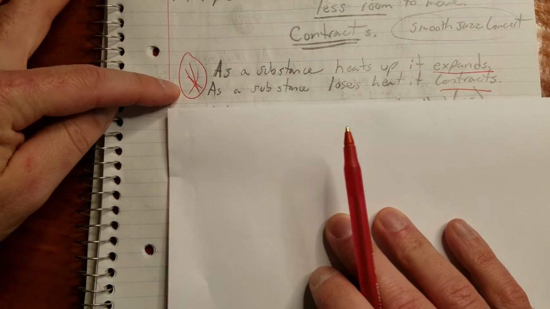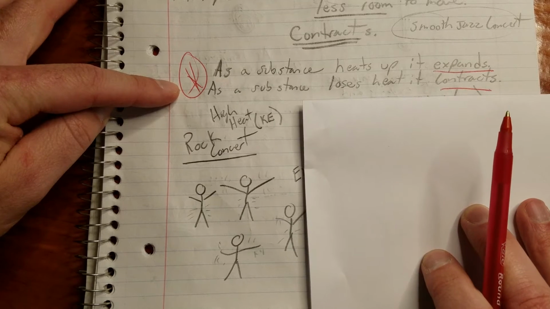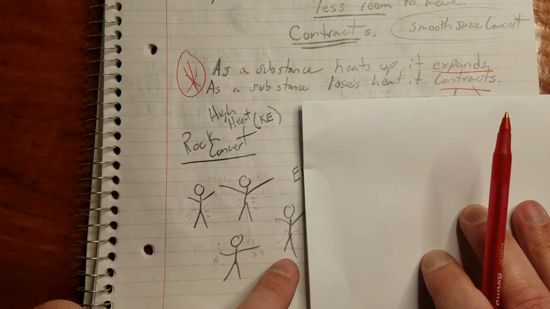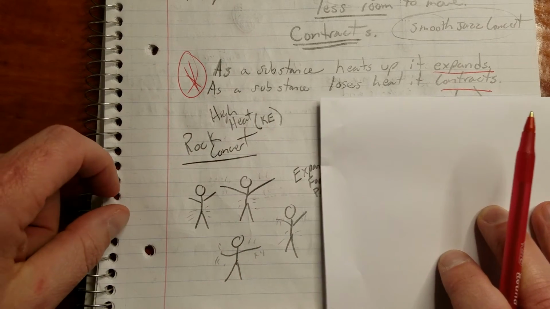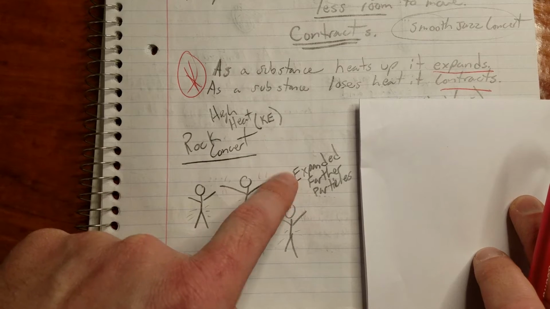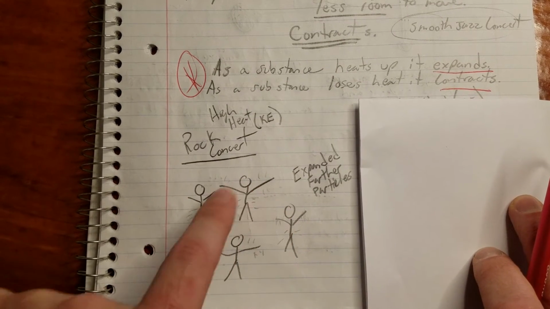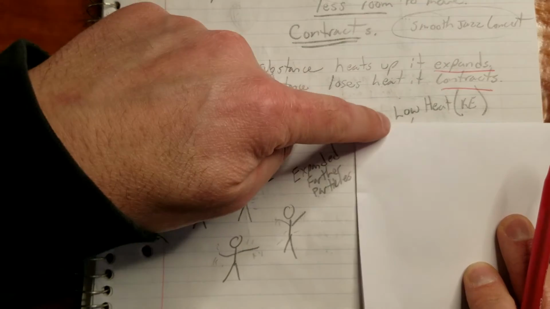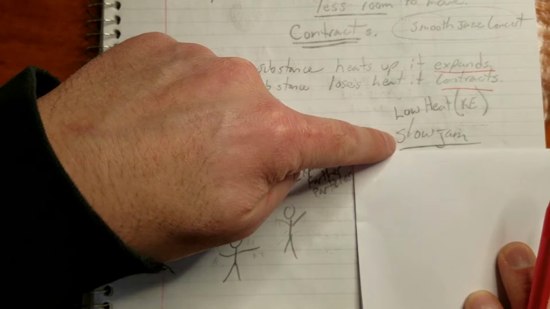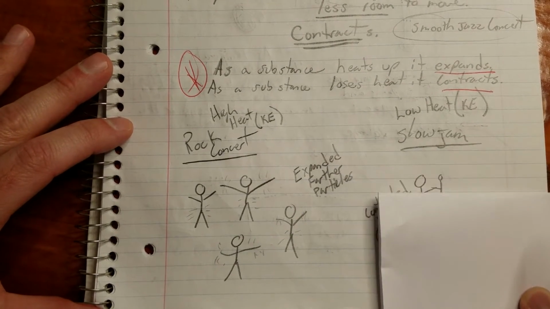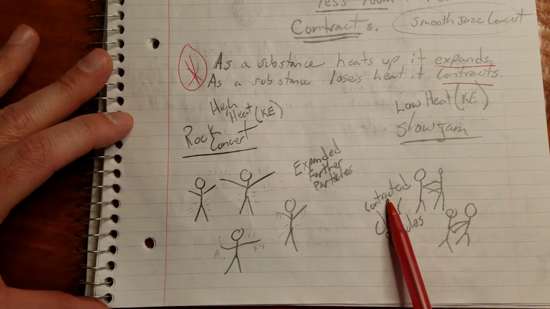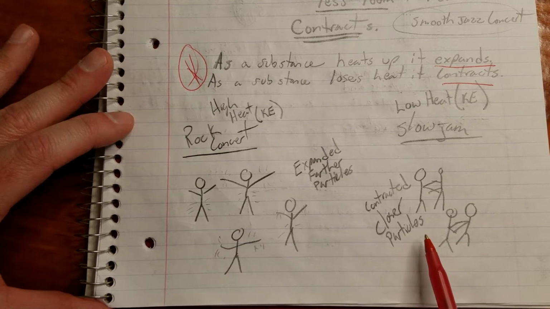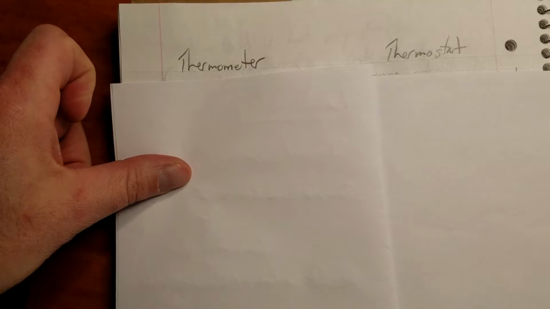Okay, that's the takeaway. So, rock concert, high heat, people are dancing, they're moving, they're shaking, they have lots of energy. What that means is they have to expand. They have to get farther apart so they don't hurt each other. High heat, movement. So if you're at a low heat environment like a slow jam or smooth jazz concert, people are going to get closer together. They're going to contract and get closer, particles together. So there it is. All right, let's move on.